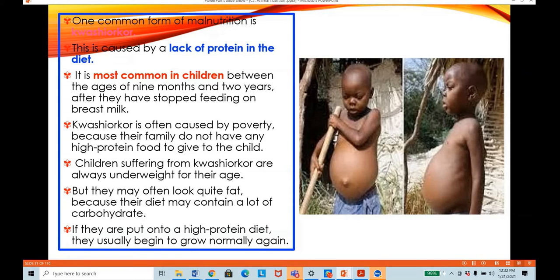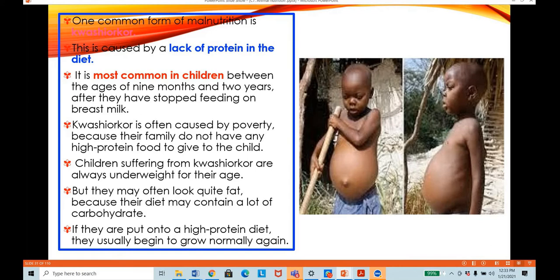It is most common in children between the ages of 9 months and 2 years after they have stopped feeding on the mother's milk. The breast milk also provides the baby with a lot of protein. But once the baby stops feeding, the protein will be lacking in the body, especially for poor children in poor countries, where they cannot afford protein-rich food. So it is often caused by poverty, because their family does not have any high protein food to give to the child. And children suffering from kwashiorkor are always underweight for their age.